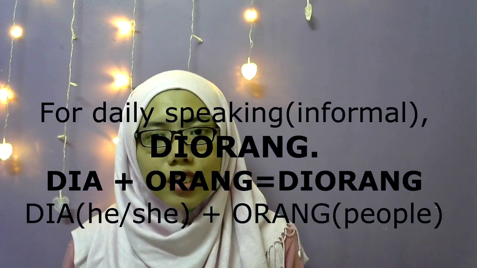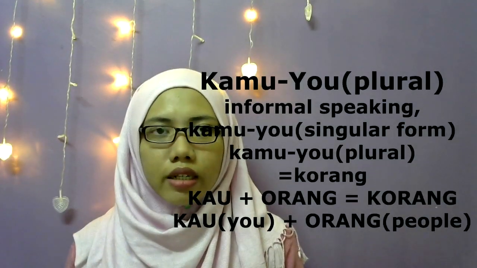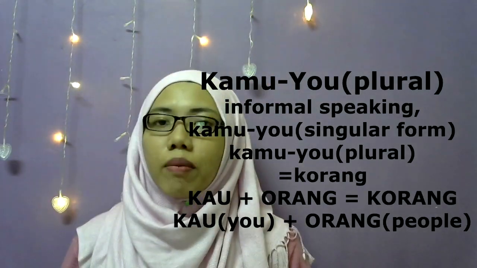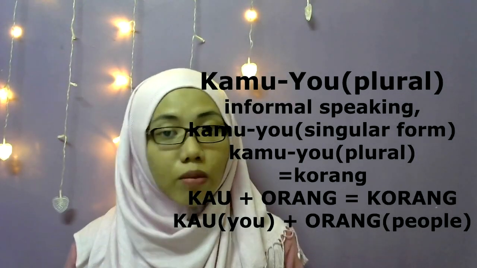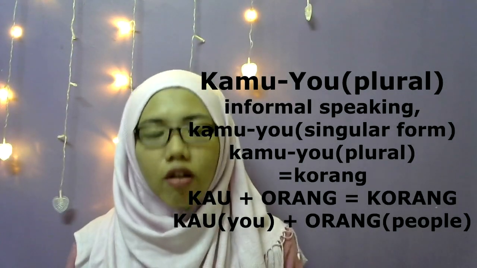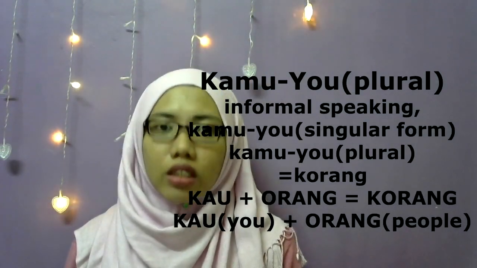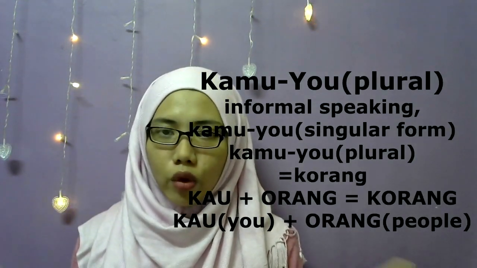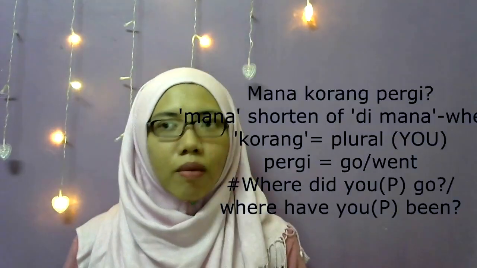And then next we have kamu, which means all of you. Kamu in a correct way actually has a plural connotation, but it can also be used for the singular form. In speaking, normally people don't say kamu to refer to the plural form. They refer to it as korang. Korang is actually a combination of kau and orang. Kau is you, and orang is people. So when you combine them, you get korang. This is normal for conversation. For example, mana korang pergi?